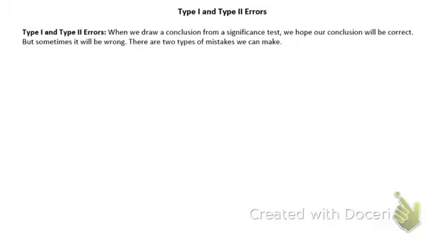Type 1 and type 2 errors. I have a couple questions for you. Do you think that an innocent person has ever been wrongly accused and gone to jail? No, it's never happened. That happens. Do you think that a guilty person has ever been considered not guilty and let back into the world?